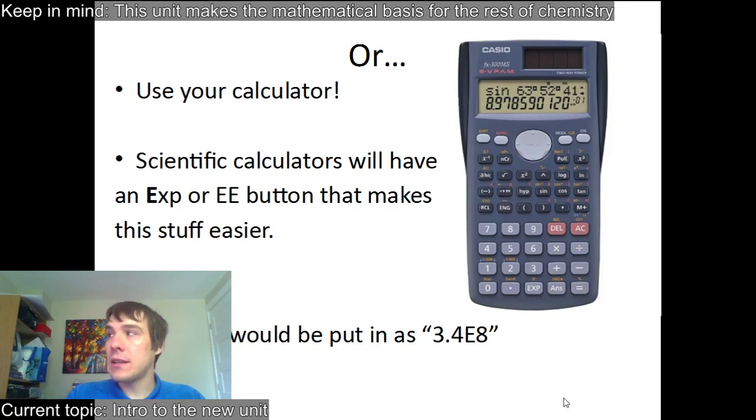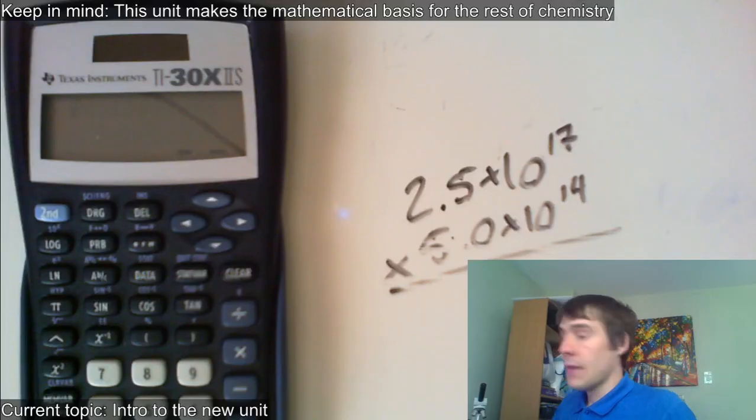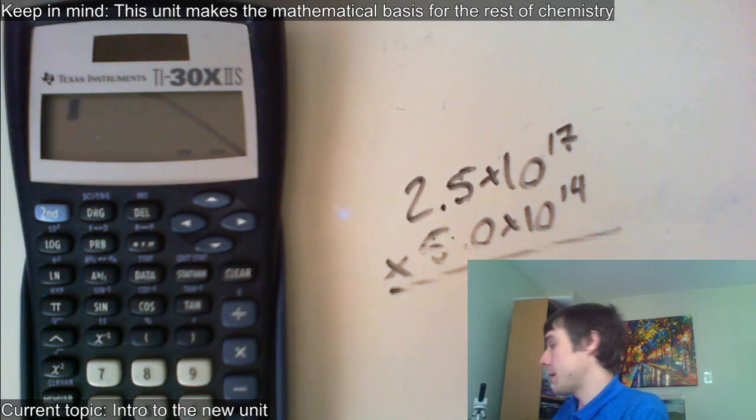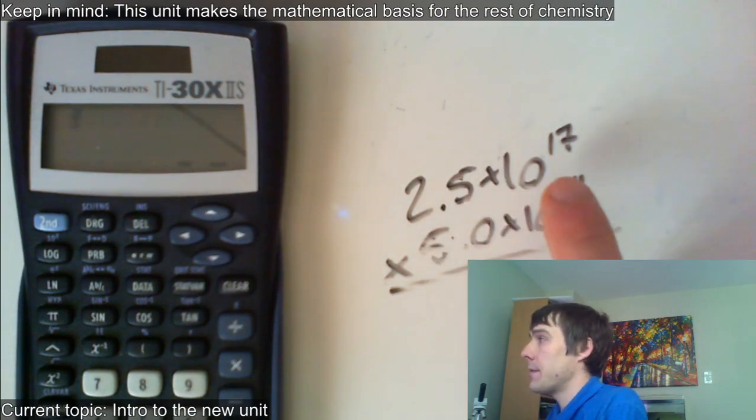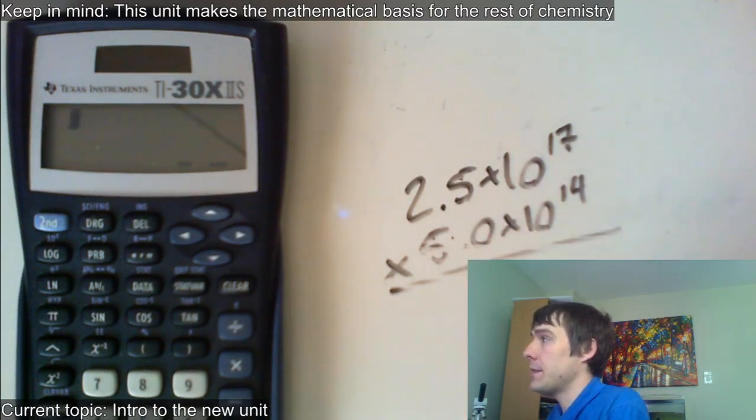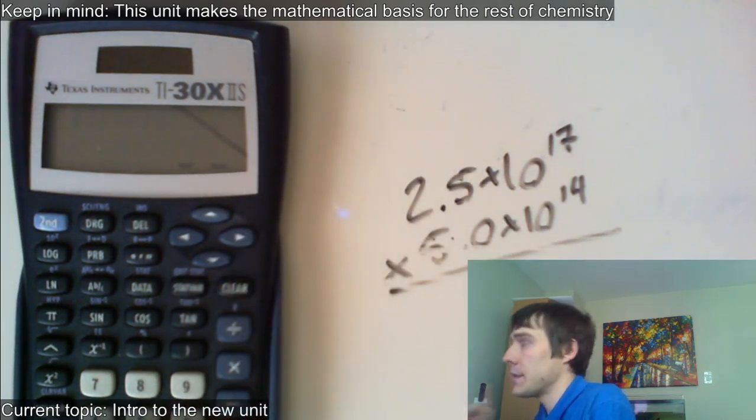Okay, or you can just use your calculator. A lot of calculators have scientific notation built in. I'm going to try to zoom in on my calculator to show you an example of this. We're going to do this one, the 2.5 times 10 to the 17 times 5 times 10 to the 14. So I'm going to pause and get that set up. Okay, so I'll just show you how this works on my calculator. I've got one of these, a TI-30. So here's our equation, 2.5 times 10 to the 17 times 5.0 times 10 to the 14. There are actually two ways to do this. Let's show the first way.